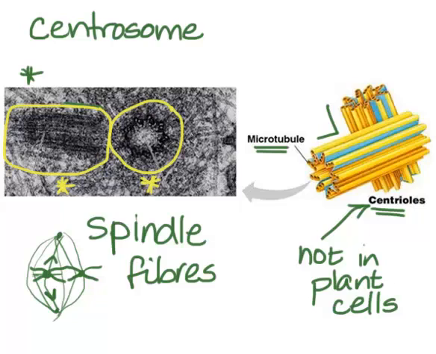Now, I said to you that in animal cells we have centrioles. In plant cells, there is a centrosome that automatically produces the microtubules that make up the spindle fibers, but there are no centrioles.